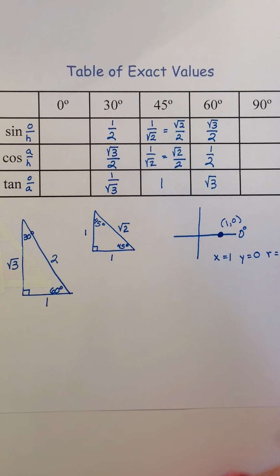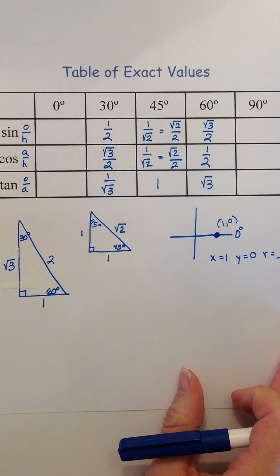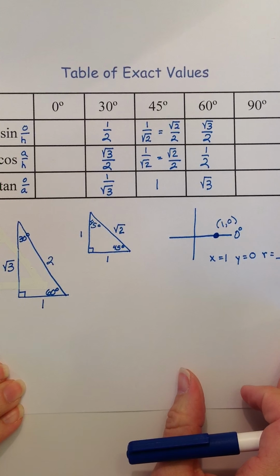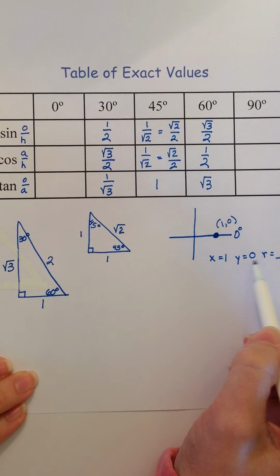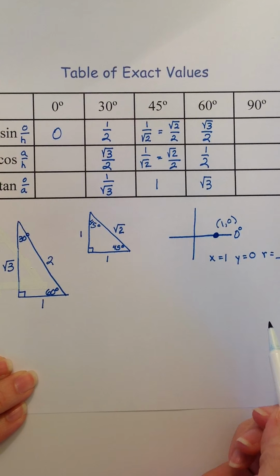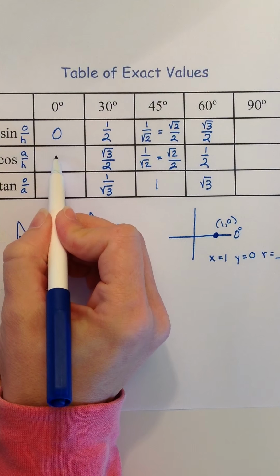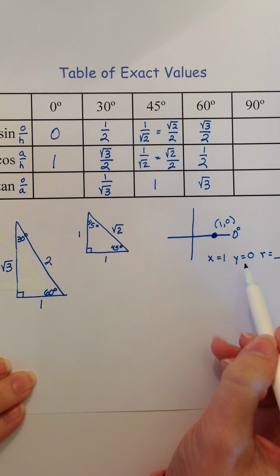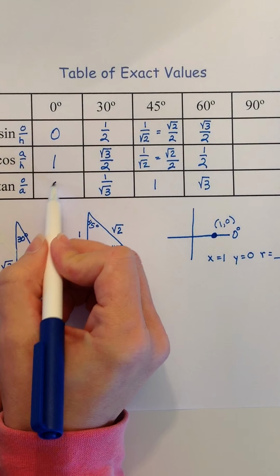So we're just going to go back and think of sine, cosine, and tangent in terms of x, y, and r. Sine, if you remember, is y over r, so 0 over 1 would be 0. Cosine is x over r, so that would be 1 over 1, which is 1. And tangent is y over x, so 0 over 1 would just be 0.